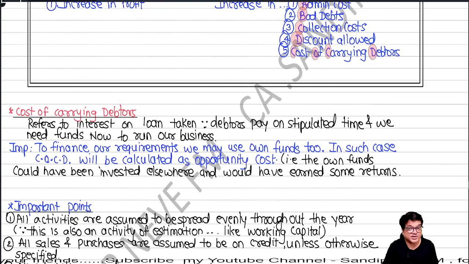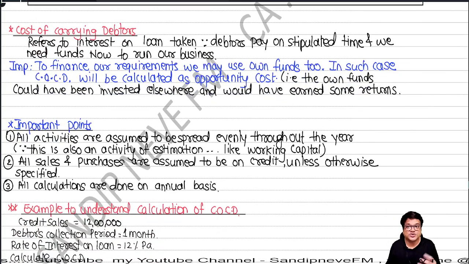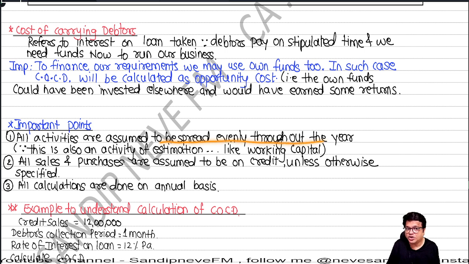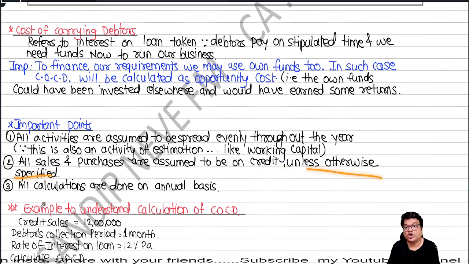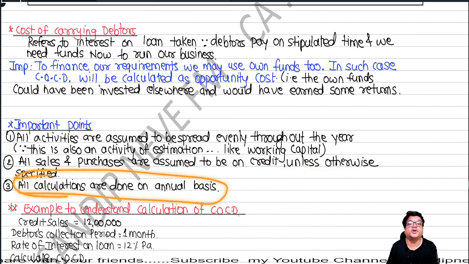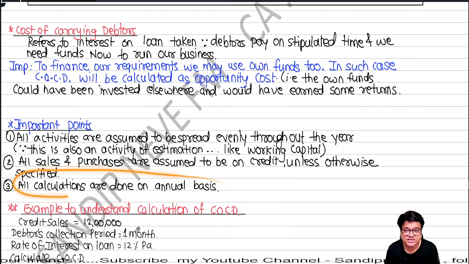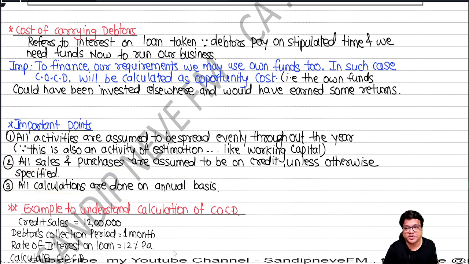Okay, fine. Important points. People, estimation. Don't forget. Most of the time, I teach you estimations, right? All activities are going to be spread evenly throughout the year. It's also an estimation activity like working capital. All sales and purchases are assumed to be on which basis? Credit basis, unless specified in the question. And all calculations to be done on which basis, people? Annual basis.